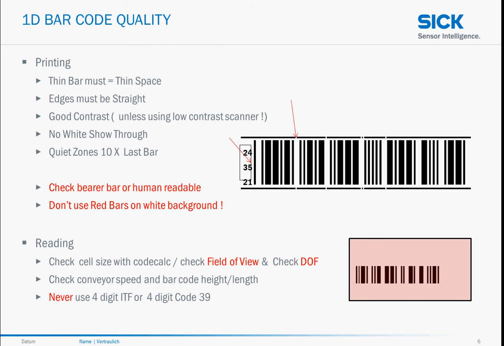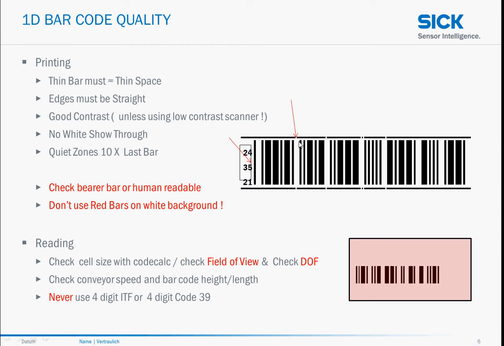If using a barcode system, we must make sure that we print the barcode of a good quality. We don't really need a verifier, as long as we follow these rules: the thin bar must equal the thin space, and the thick bar must equal the thick space, for example. The edges must be straight, the code should be good contrast, there should be no white show through, and the quiet zone should be 10 times the last bar.